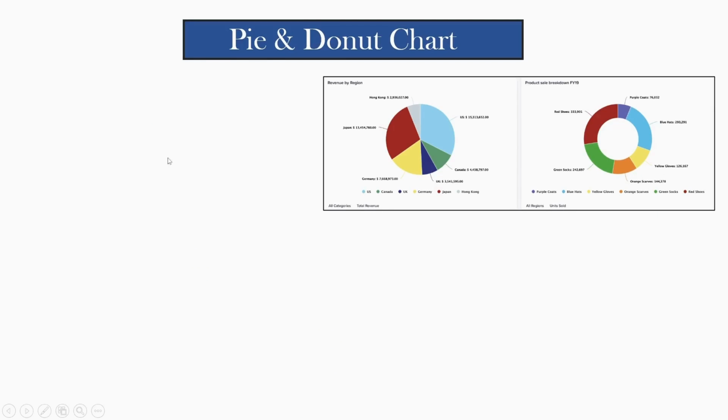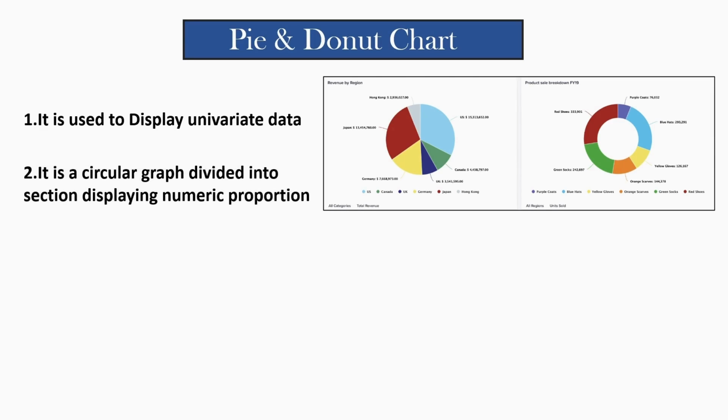Pie and donut charts. Remember, pie and donut charts are used to display univariate data. Uni means a single variable of data. There can be multiple categories, but the variable should be single. It is a circular graph divided into sections displaying numeric proportions.